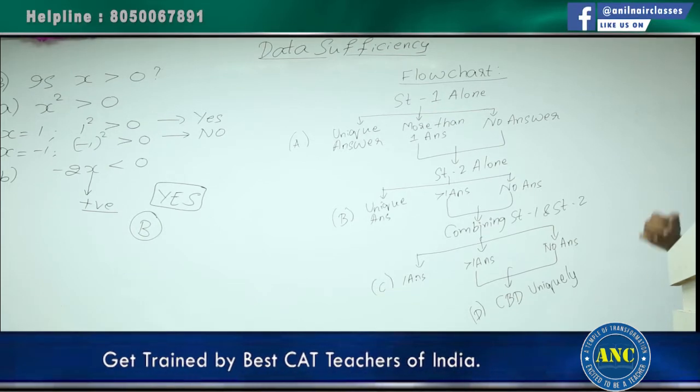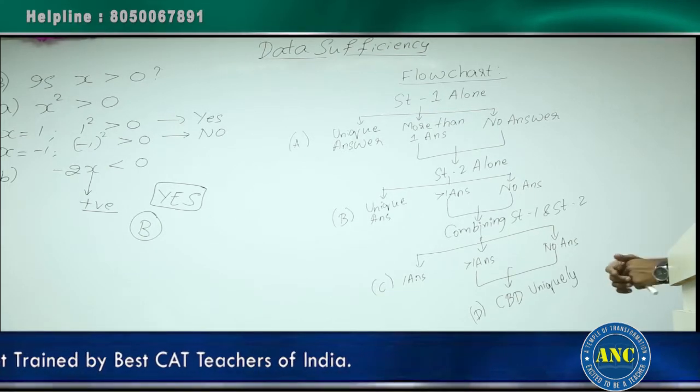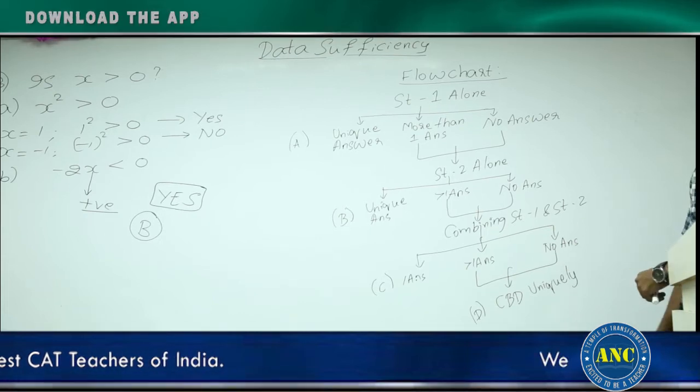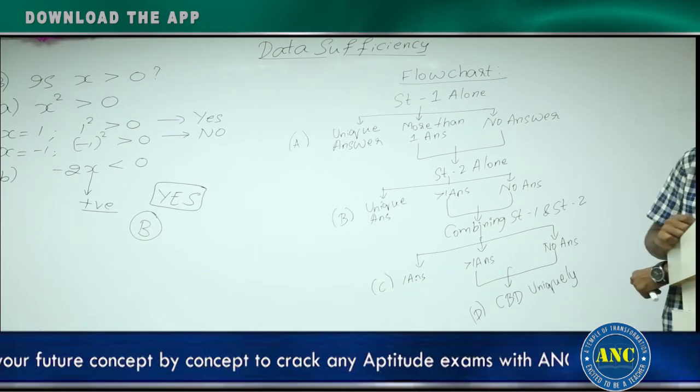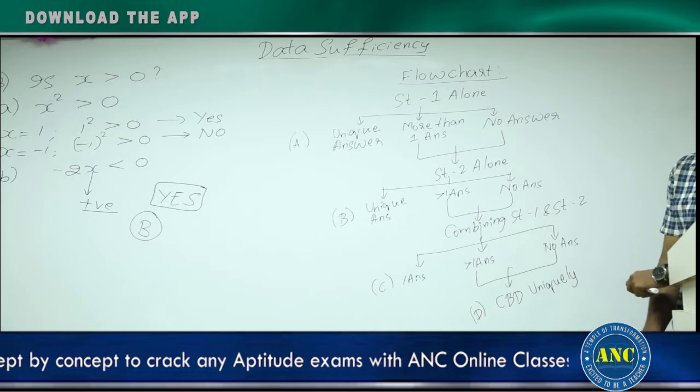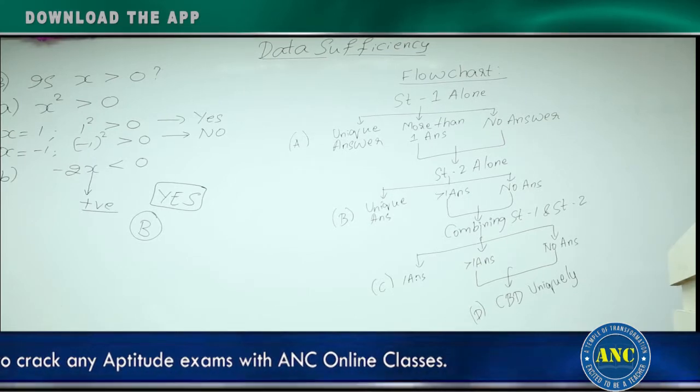The product of two numbers should give you a negative. The only possibility is that one number should be negative and the other should be positive. Yeah, this is the answer for the third. Is x greater than 0? We are solving the third question.